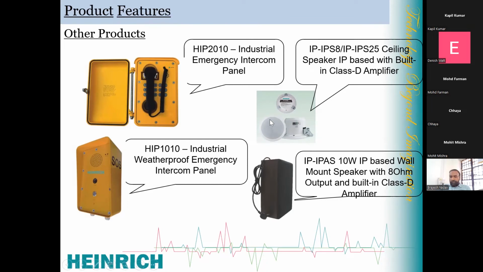These are IP ceiling speakers. As I already covered, these speakers have an inbuilt amplifier. You just have to connect them to the nearest switch. And this IP speaker can work as a single zone. You can announce on each and every speaker. We have wall mount types as well, ceiling type, horn type, all types of speakers are available with us.